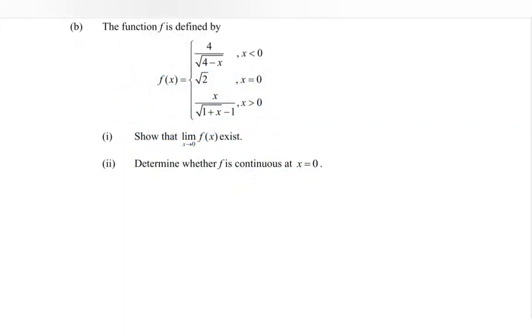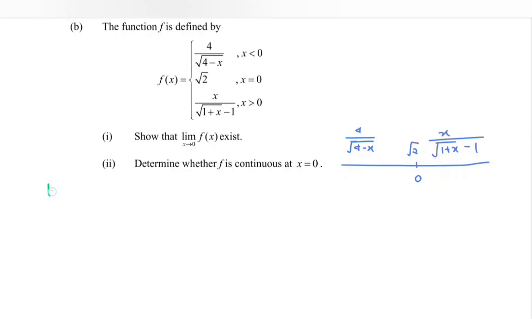Next, question B refers to the function f defined by the given piecewise function. My suggestion would be to illustrate it on a real number line where we have 0. So we have the two pieces. On the left, we have 4 over square root of 4 minus x. On the right, we have x over the square root of 1 plus x minus 1. Next, focus on the questions.